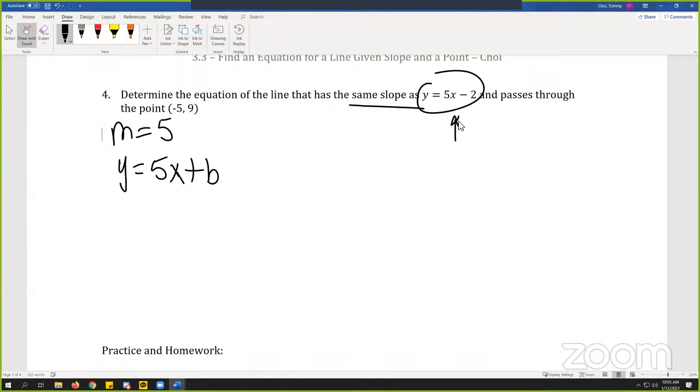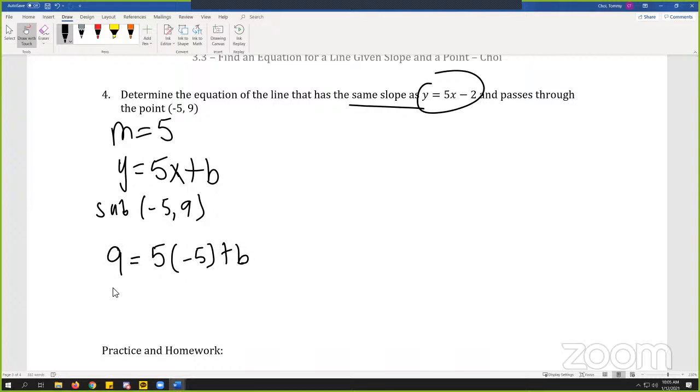Remember, this is the line of our second line. We are not using this one. The only thing we used this first line for was the slope, and that's it. We need to solve for b. And it says it passes through -5, 9. So we're going to sub that into our equation. We're going to get 9 is equal to 5 times -5 plus b.